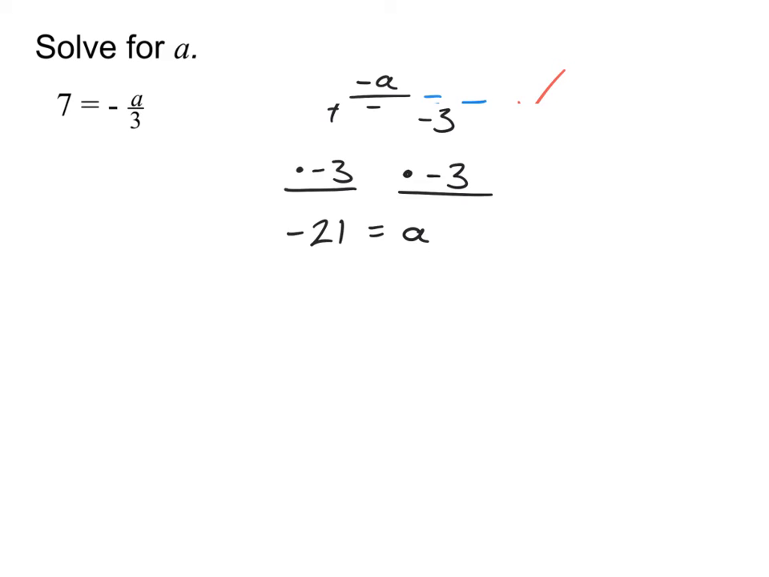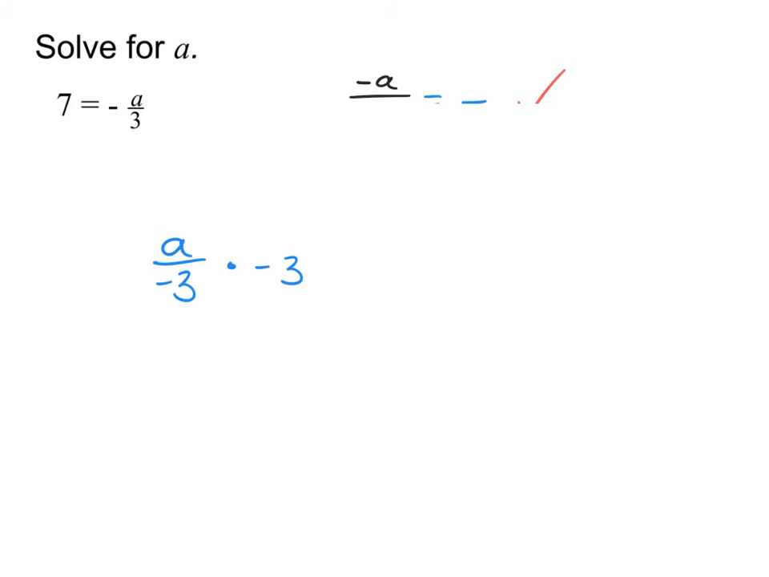Now, I'm going to step back for a moment. If you got that one and you feel like you understand it pretty well, you can go ahead and leave now. You're done with this video. But I know there's somebody who's saying, wait, why does a over negative 3 times negative 3 equal a? And so if you are in that boat, I'm going to explain that here. So I'm going to write that out as a separate little problem down here. So I'm going to be doing a over negative 3 times negative 3.